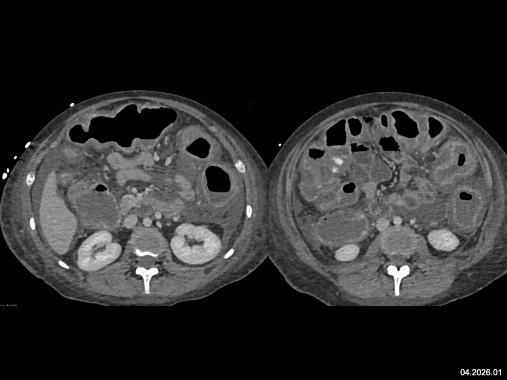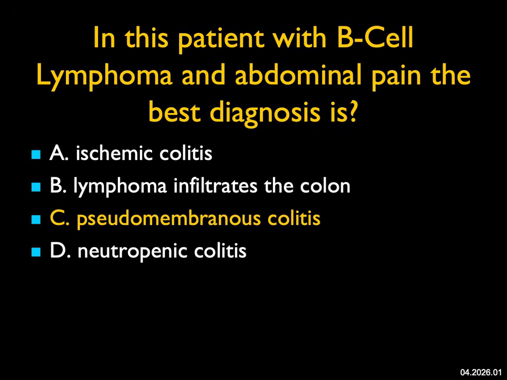When you have wall thickening, be it focal or diffuse, particularly when it's impressive like this and it's a patient who's likely on antibiotic therapy recently or even currently, the best diagnosis is pseudomembranous colitis. Again, it's not specific, but I would say the patient has colitis, and I would be concerned about pseudomembranous colitis, and they could do lab tests to prove this.